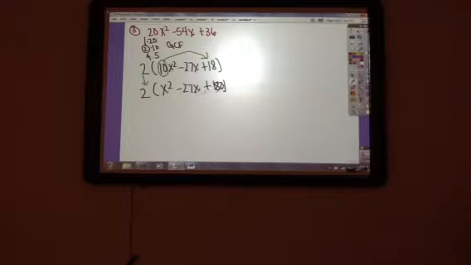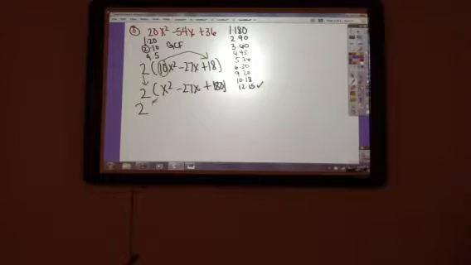Alright? The factors of 180 are many. We have several numbers that will multiply together to get 180. 1 times 180, 2 times 90, 3 times 60, 4 times 45, 5 times 36, 6 times 30, 9 times 20, 10 times 18, and the very last one, 12 times 15, is the one that we need. We need two numbers to add to get 27, which are 12 and 15.